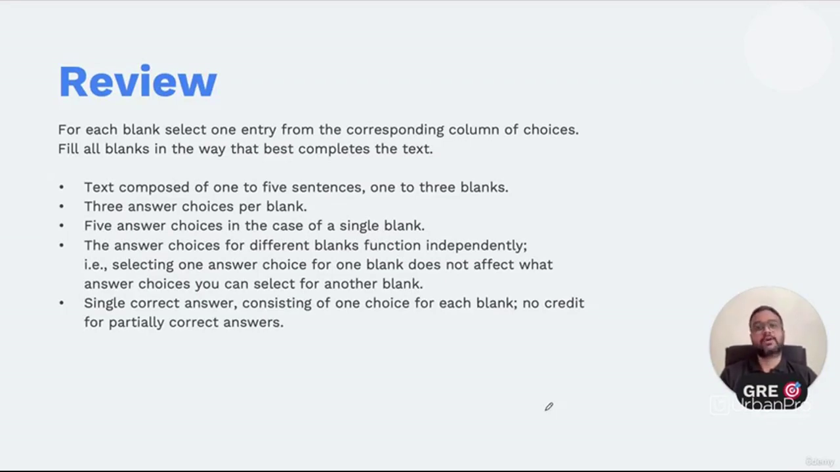The answers for each blank are separate, individual, and independent, meaning selecting one answer option for one blank does not affect what answer option you can select for another blank. There is a single correct answer consisting of one choice for each blank, meaning if you make even one mistake in a triple blank question, you don't get any points. There is no credit for partially correct answers. And that is sort of the crux of what the text completion question is.